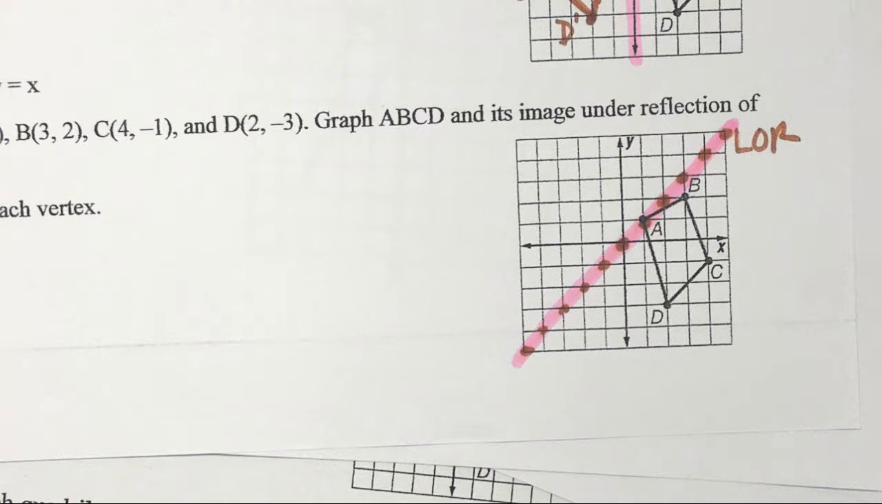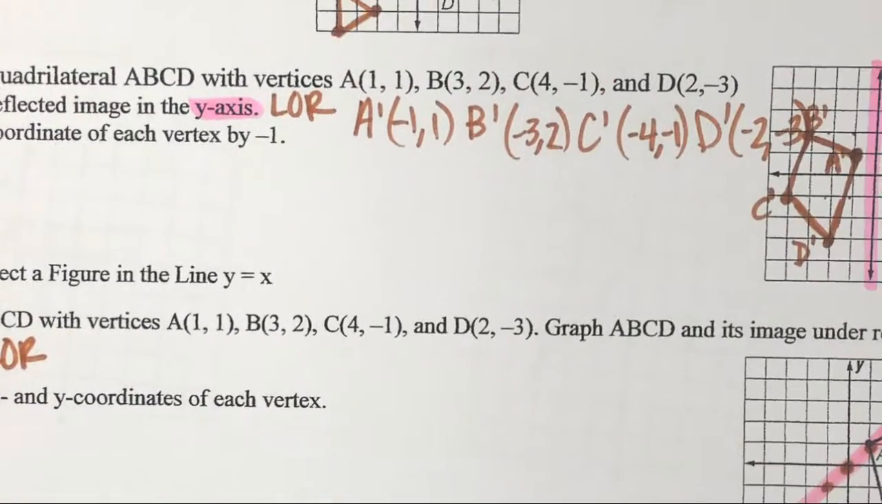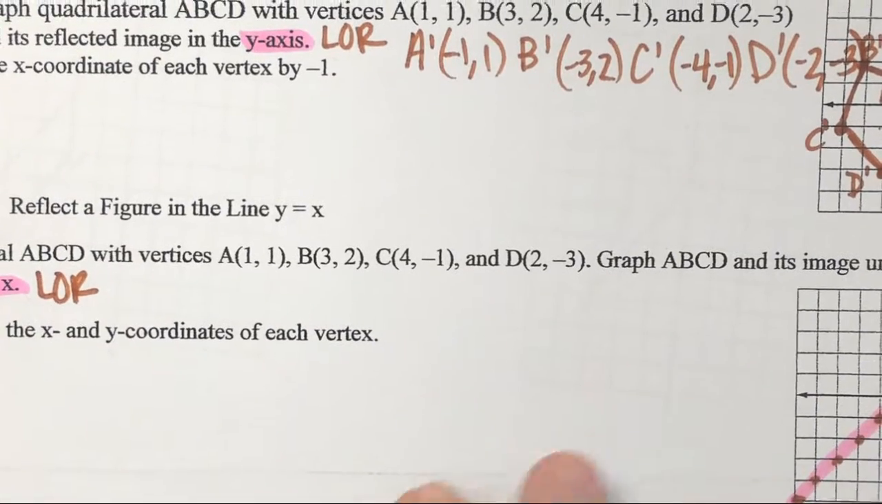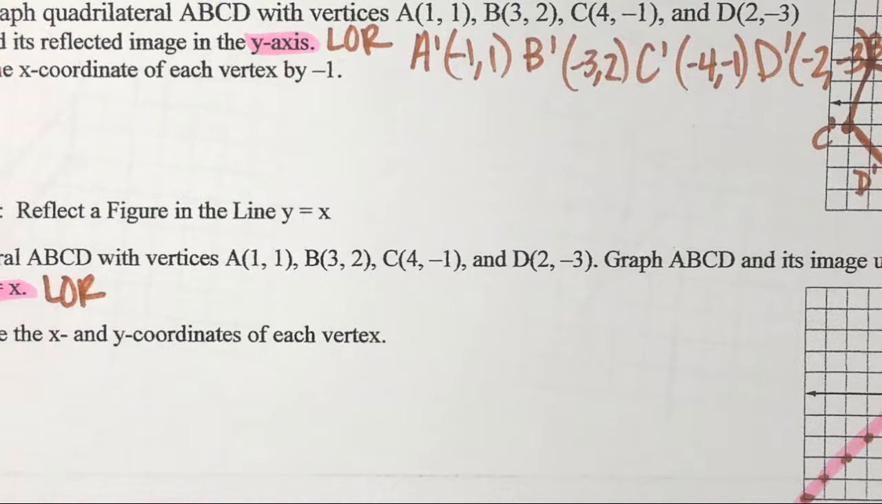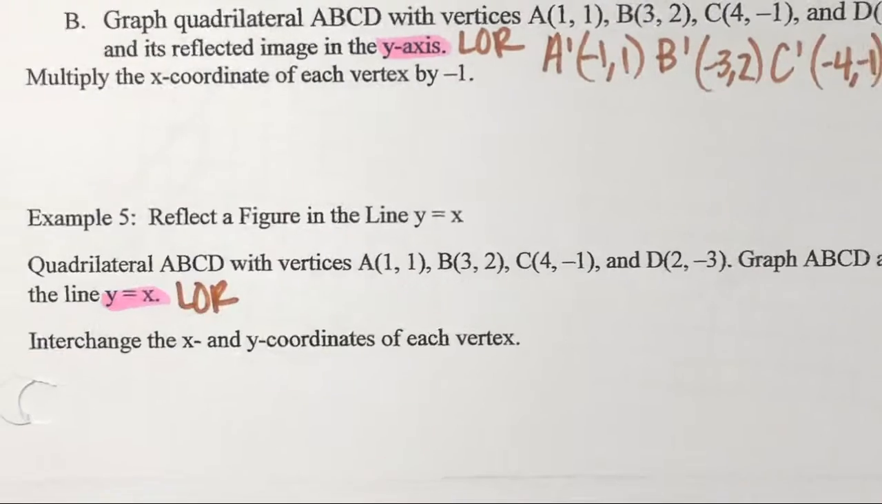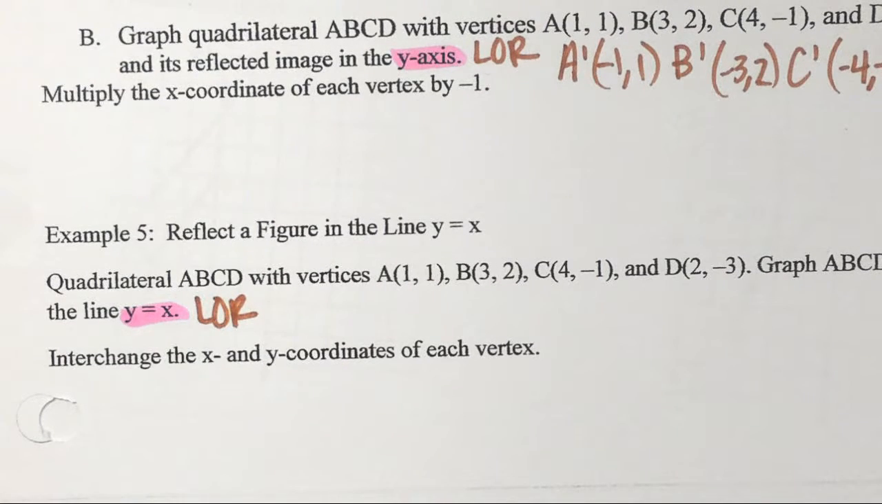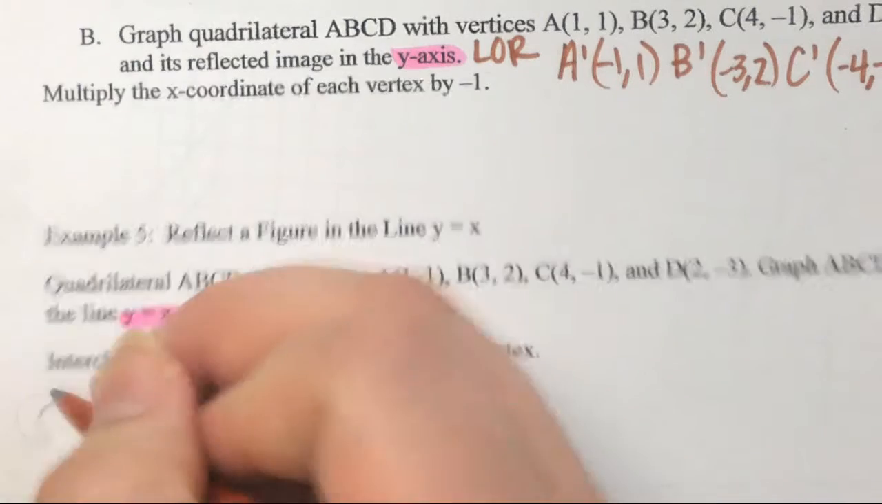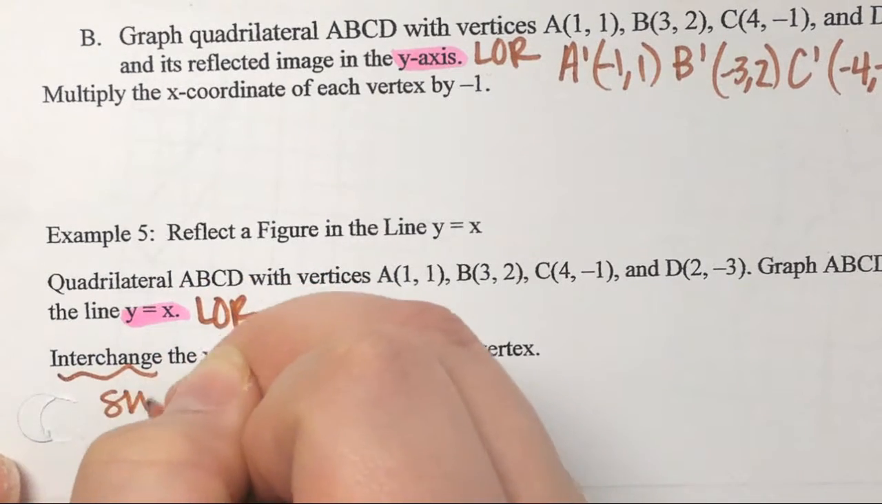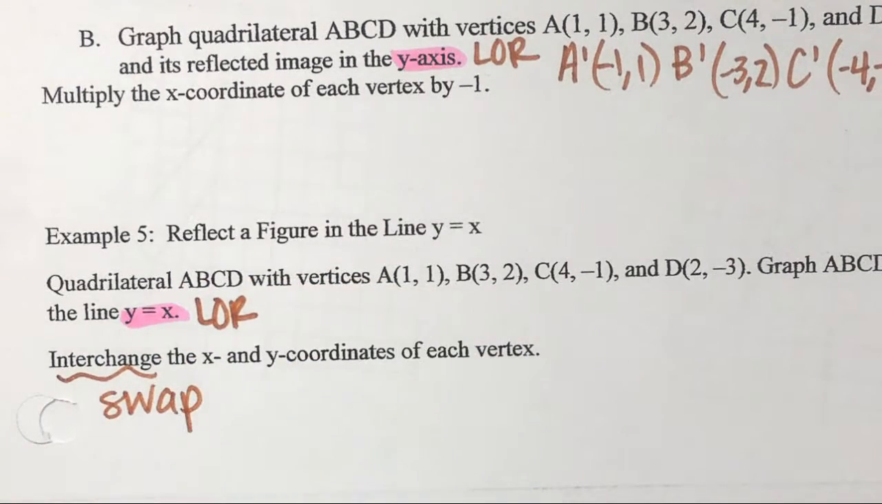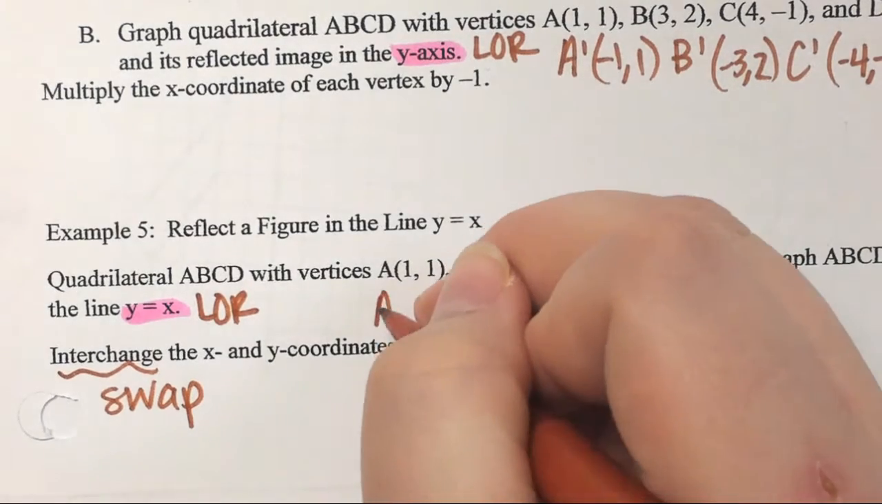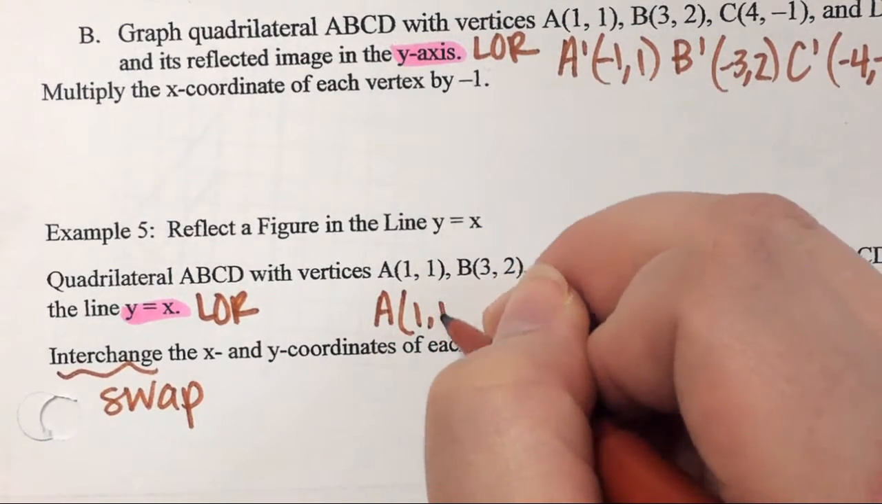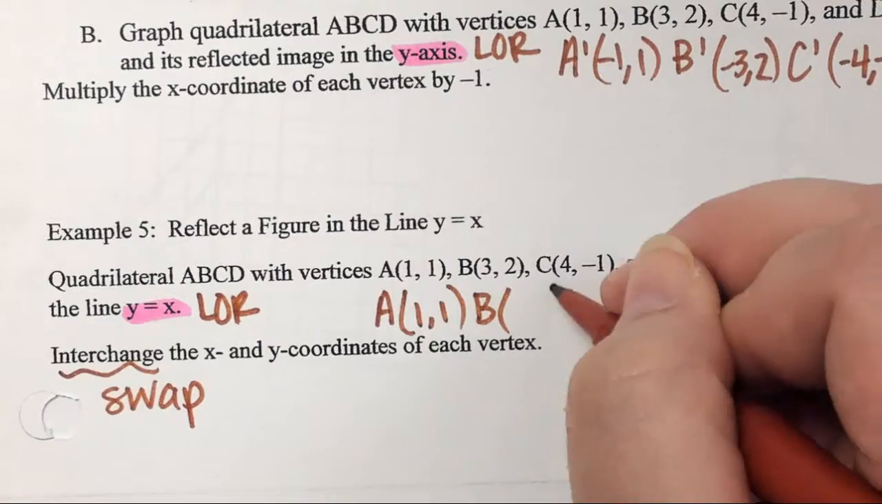Okay, so it tells you what to do on your paper. Someone read it. What did it say you're supposed to do? It used a big word. Interchange, which is the same thing as swap. So we're just going to swap, in case you didn't know that, the x and y coordinates. So if we swap A, it would still be 1, 1. But if we swap B, it becomes what?